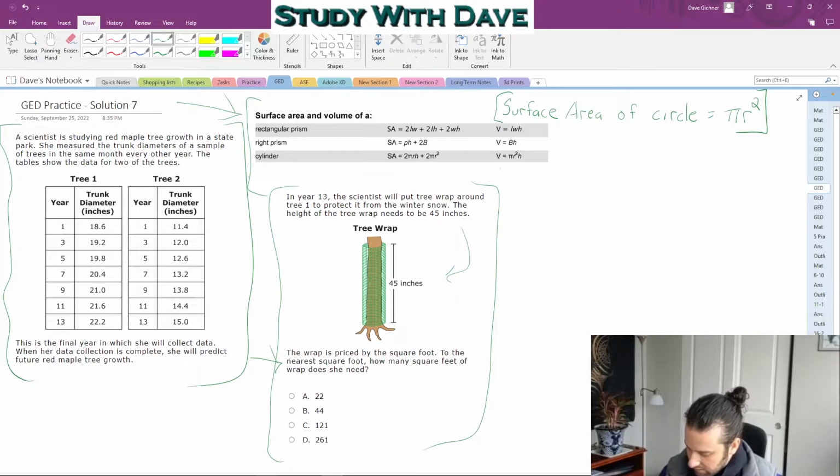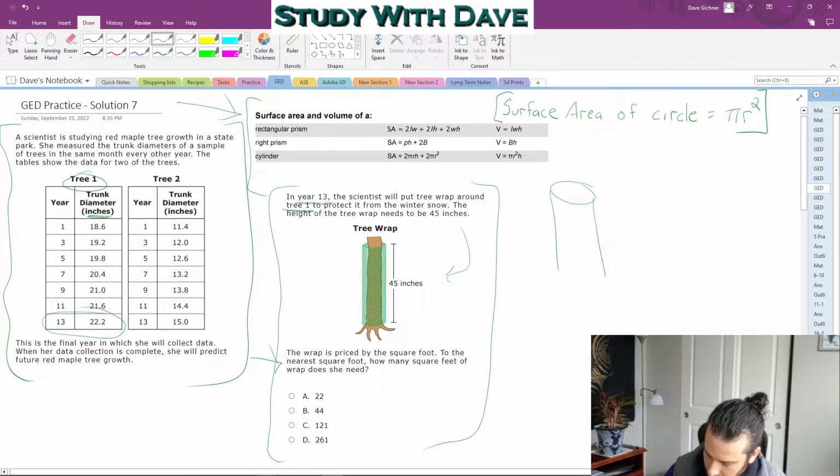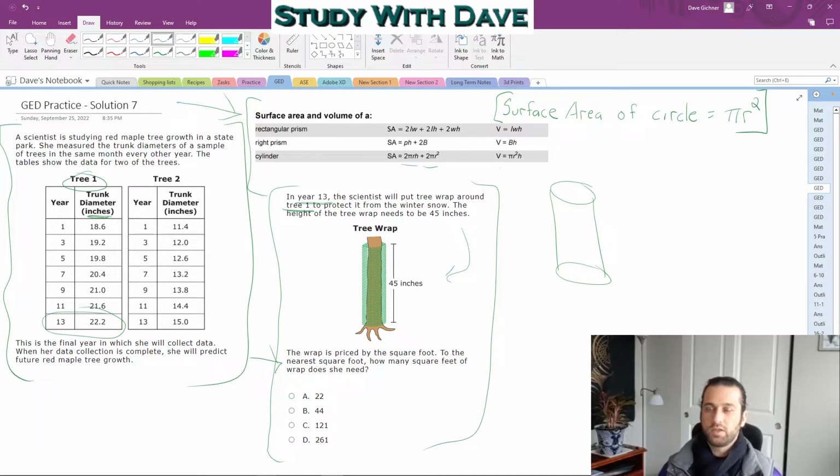Now, as you can see, we're in year 13, and we're on tree 1, as it says in the problem. So tree 1, year 13, and we're given diameter in inches. So we know we're going to have to convert that to feet. So let's get into it. We know that for the cylinder, we have two terms, 2 pi rh and 2 pi r squared. That basically is a surface area to completely enclose a cylinder.